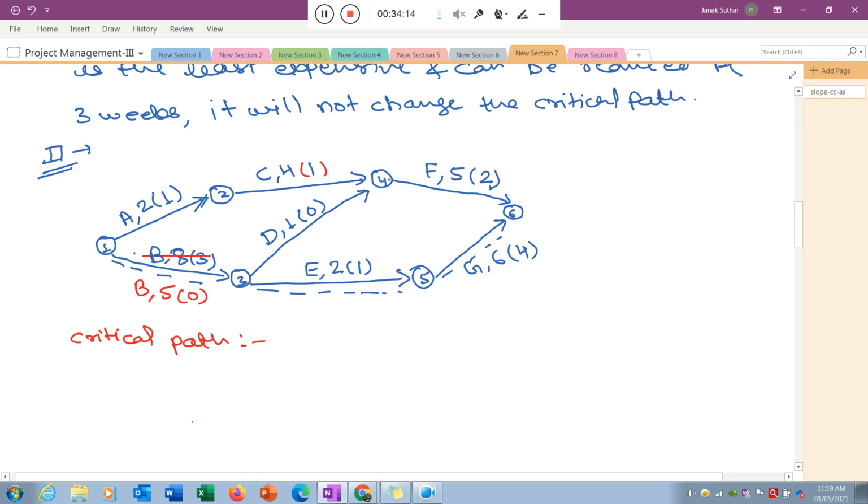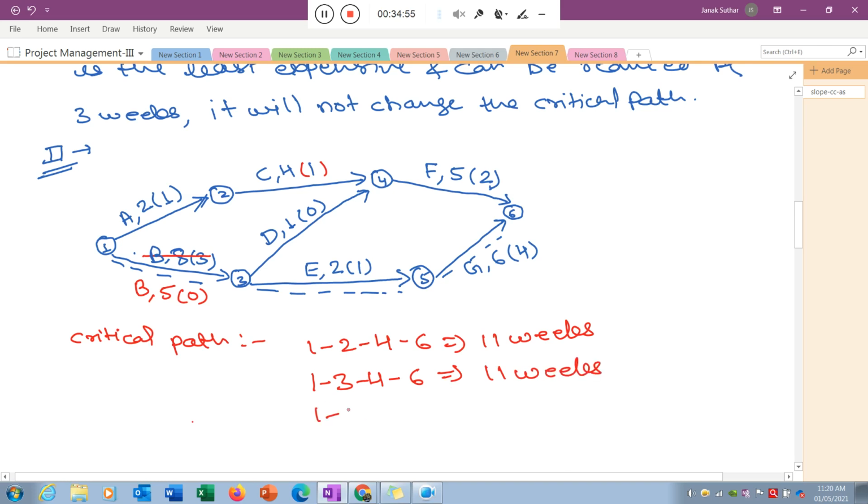The next path is the 1 3 4 6. So what is the length of that particular path? 5 plus 1 is equal to 6 plus 5 is equal to 11. And the next path is 1 2 4 6, and that is 11 weeks related to that particular path. The next one is 1 3 4 6, and what is the path length? That is 5 plus 5 plus 1 is equal to 11 weeks.